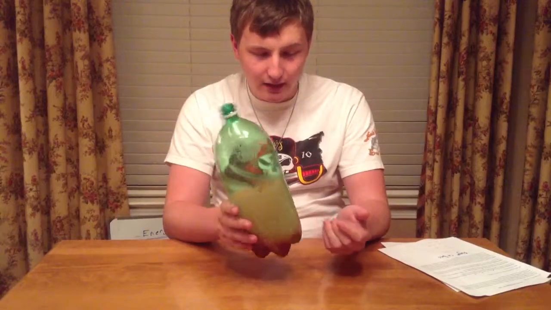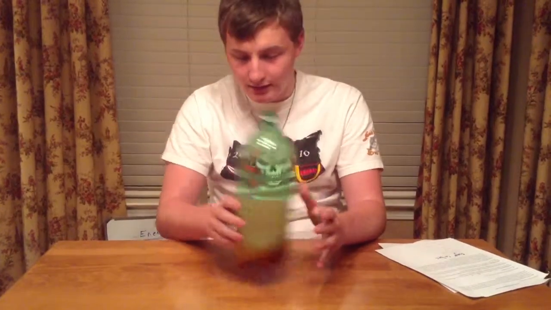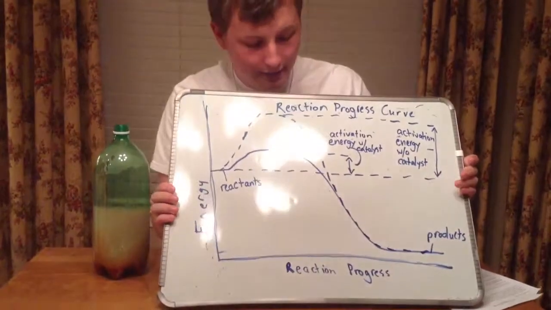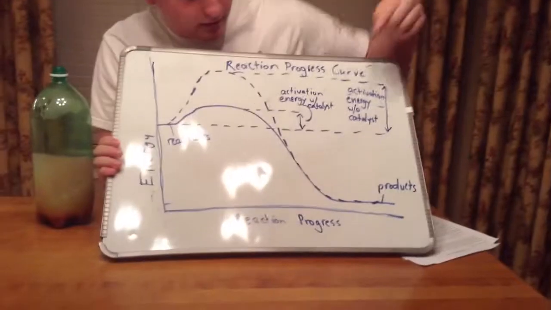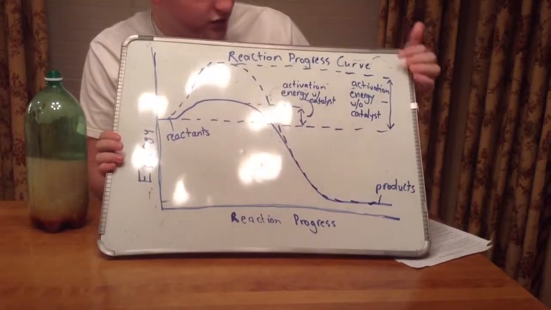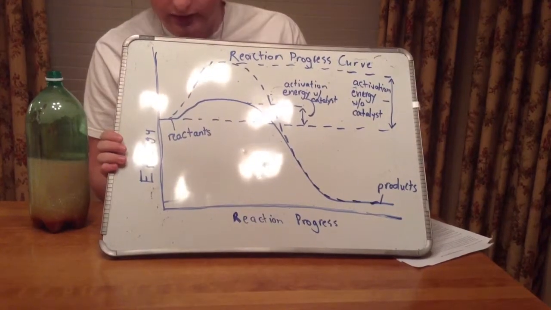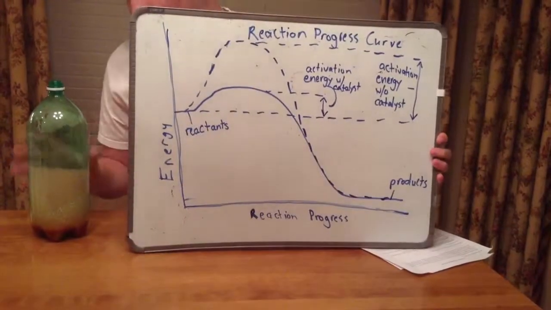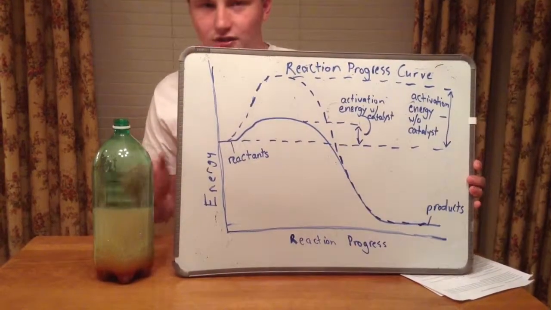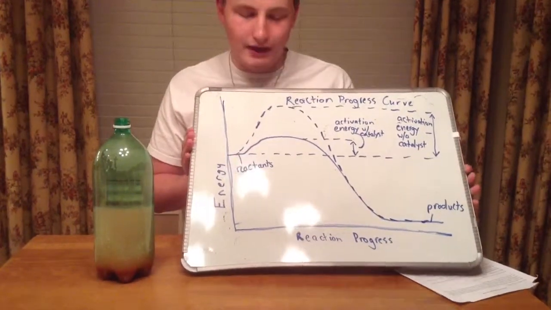Because if it wasn't there, they wouldn't have a high enough activation energy, as shown by this activation energy curve, that if you have a catalyst, the activation energy required with a catalyst is much less than the activation energy required without a catalyst. So, because there was a catalyst in this soda bottle, the reaction occurred, but without a catalyst it wouldn't have happened.